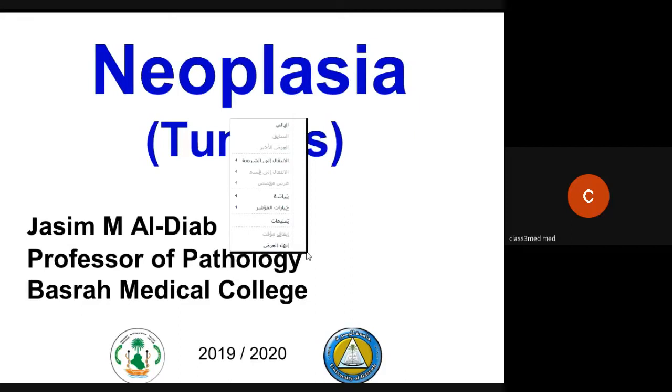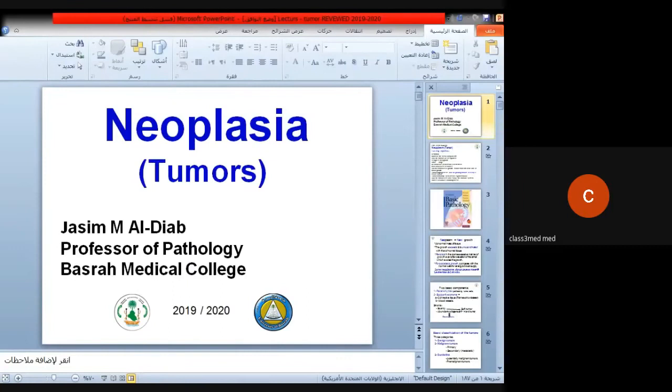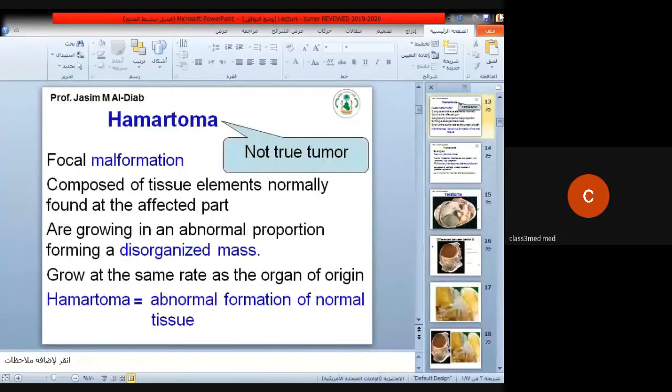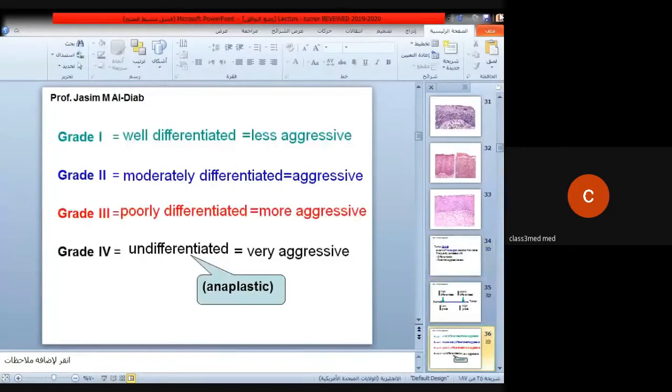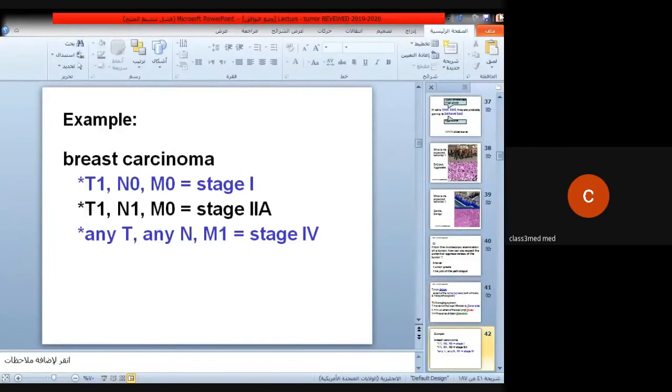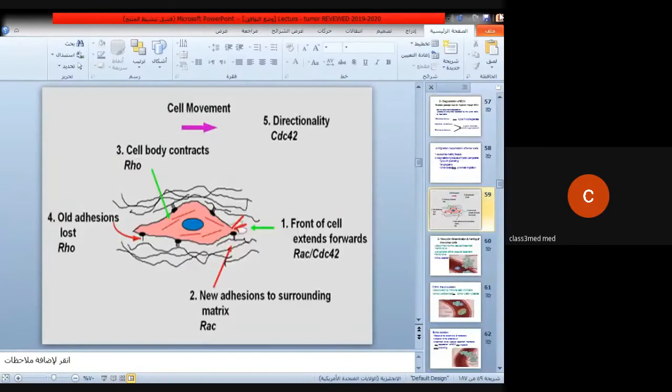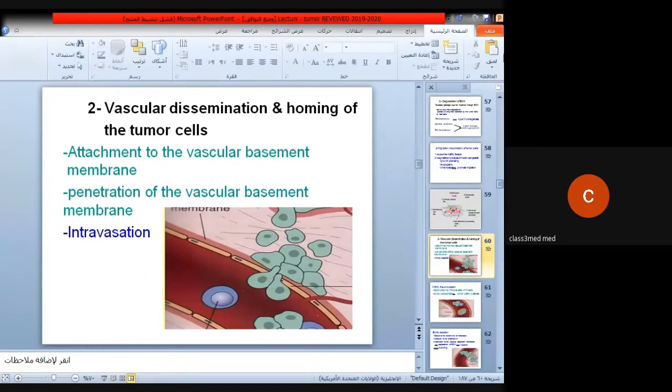Invasion and metastasis: the first step in the process is the what? We don't remember. Invasion of the extracellular matrix, the cell, the basement membrane, and the extracellular matrix. The second main step is the vascular dissemination and homing of the tumor cells.